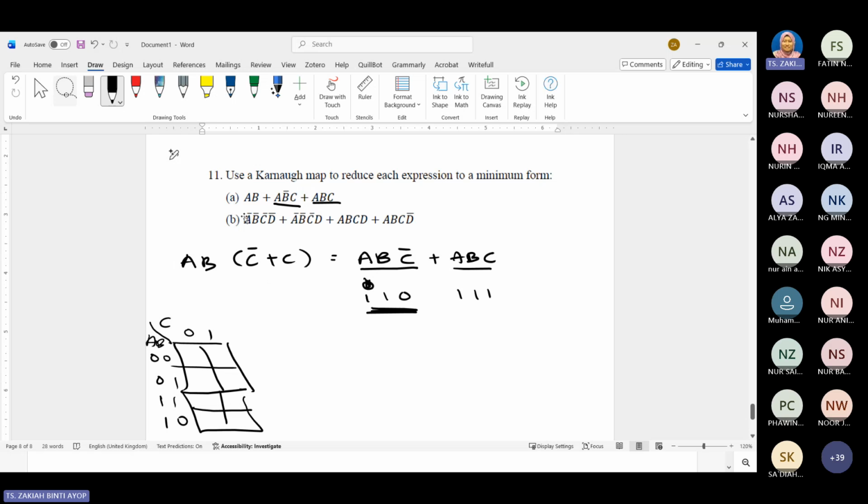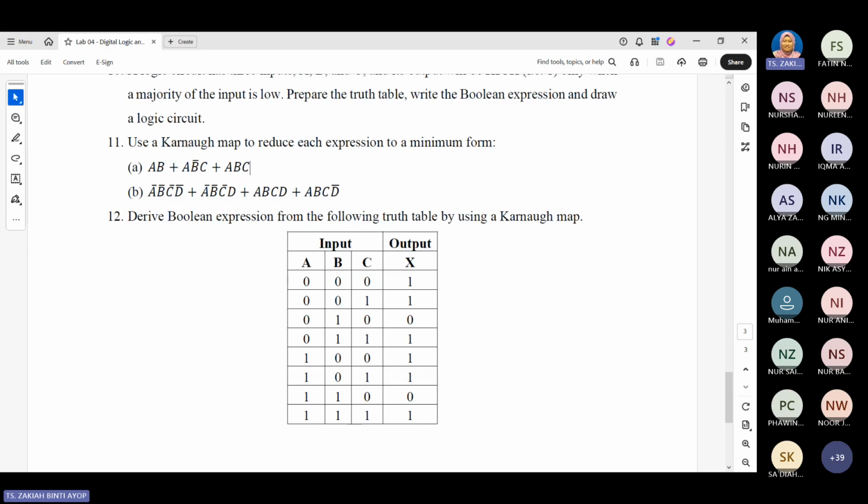Also the same thing for question 11B here. So 11B here, this one A bar B bar C bar D bar, A bar B bar C bar D, A B C D, A B C D bar. This, the output is 1. So the output will become 1. But this one, they gave you a table with combinations. Now map it to the Karnaugh map and then simplify it using the Karnaugh map rules. And then derive the Boolean expressions.